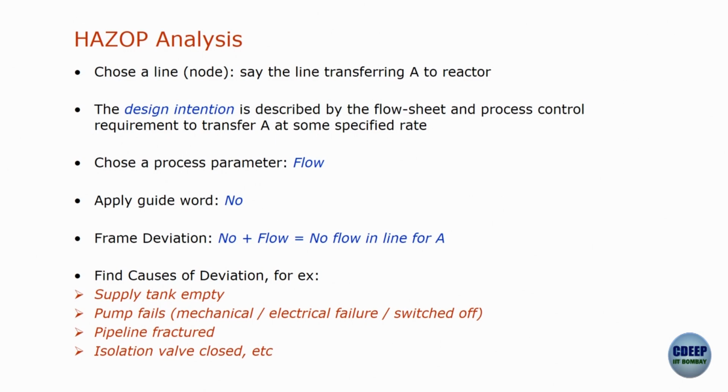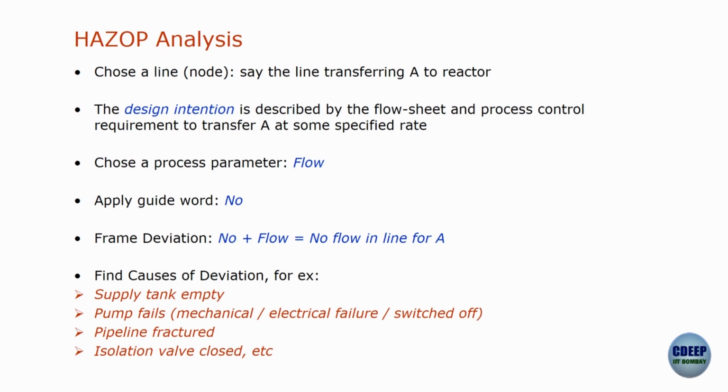Okay? That is very much a part of the equipment. Then I apply the first, which is no. No plus flow, that means where there should be a certain flow rate, there is no flow at all. Then you find out the causes. What could be the possible causes? Either your supply tank is empty, the upstream pump has failed, the pipeline is fractured, or the isolation valve is closed. For a single scenario, there can be multiple causes.